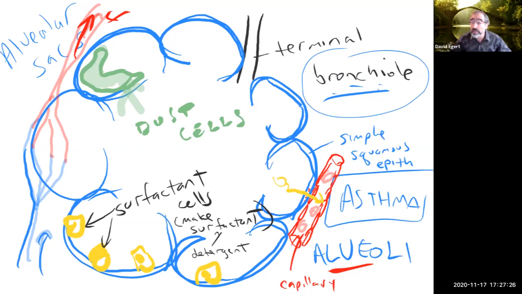If you've ever been at a lake or a pond, you can see the water skeeters walking on the water. Most people have probably seen the little bugs. The water tension is actually strong enough that it's going to make it hard to inflate the lungs.